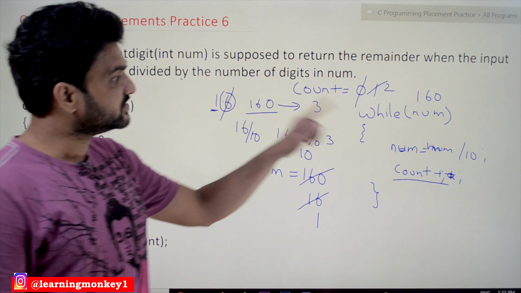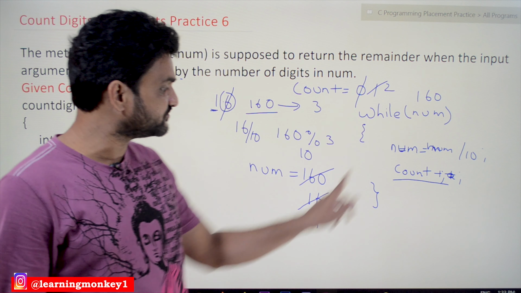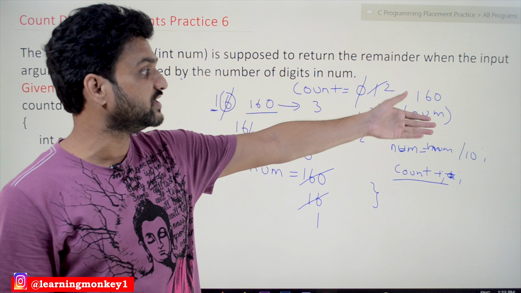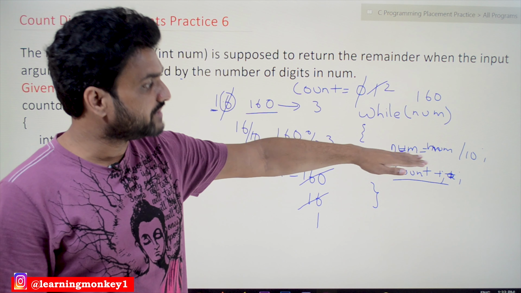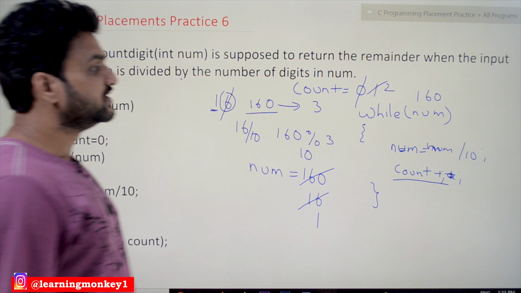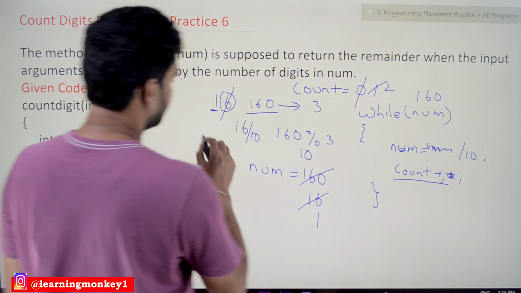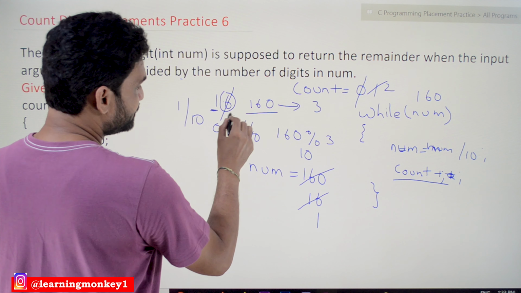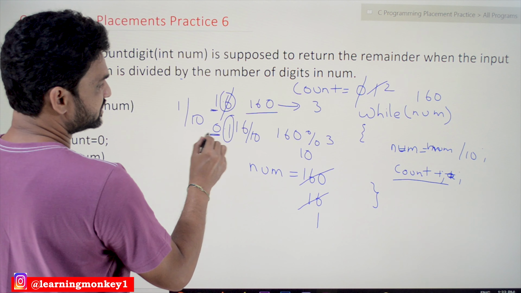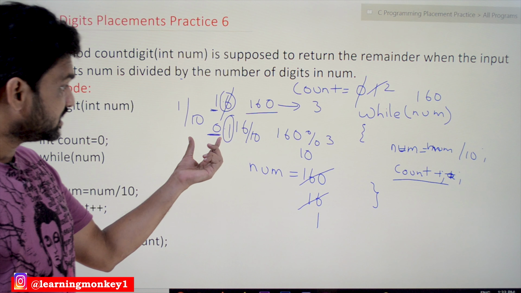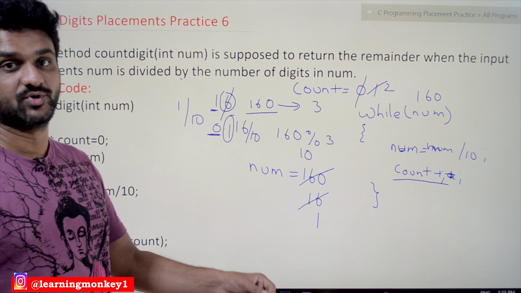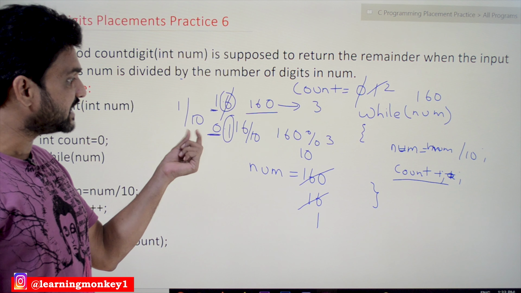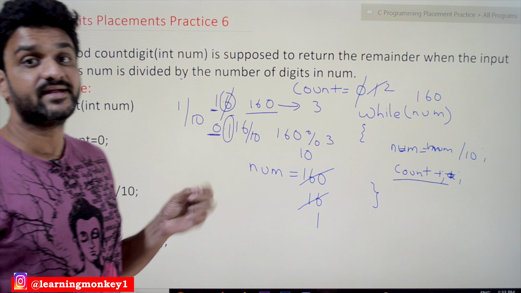Okay, so again the loop will get entered because num is 1. Anything greater than 0 is true, so we come into this while loop, and again 1 by 10. So 1 by 10 is 0.1. Because it is an integer, the fractional part is removed. Okay, so the decimal part is dropped because it is an integer.